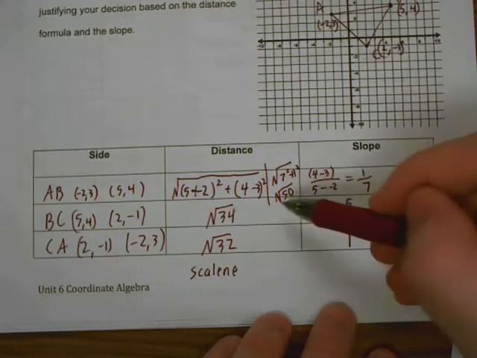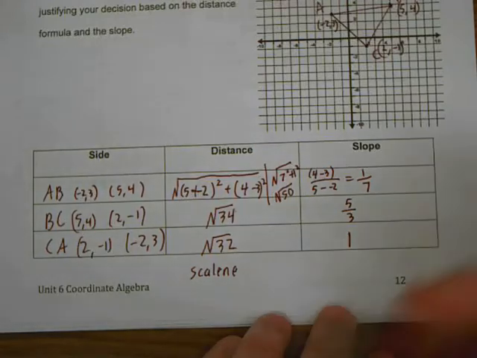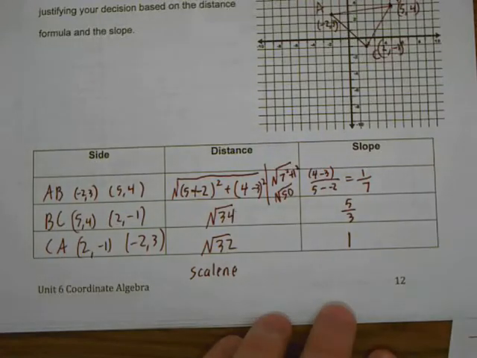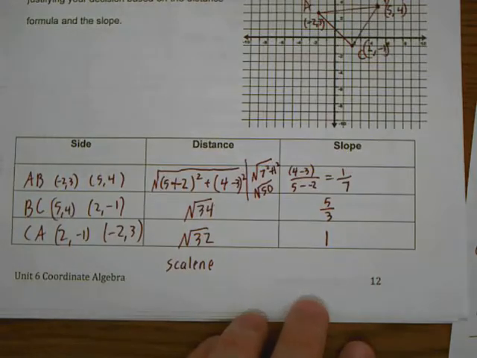Now, if two of these had come out to be the same, we would have said it was isosceles. And if all three of those matched up together, then we are going to say that it is an equilateral triangle. But since all three of these are different, we have to go with scalene.